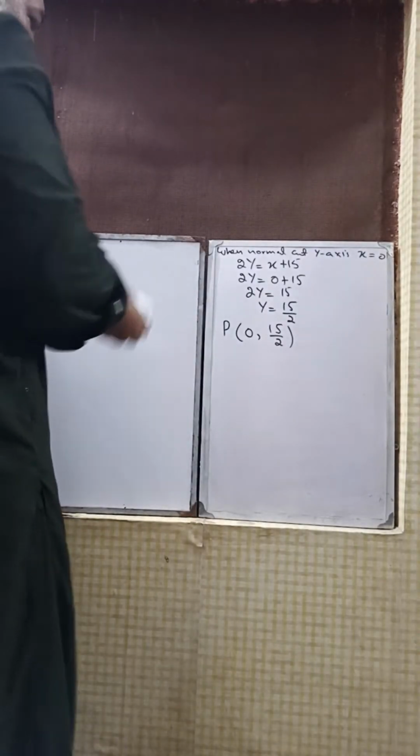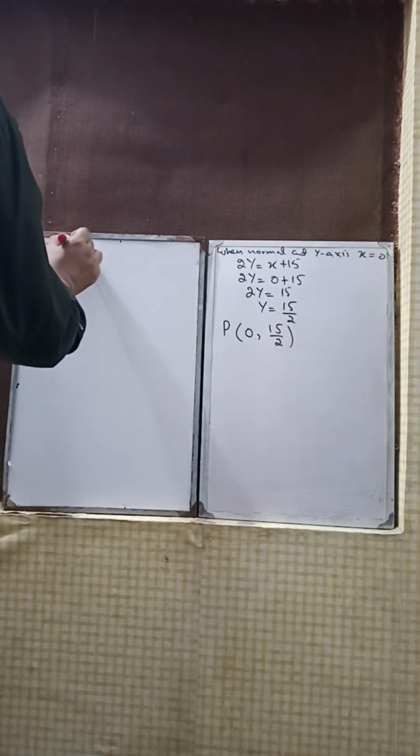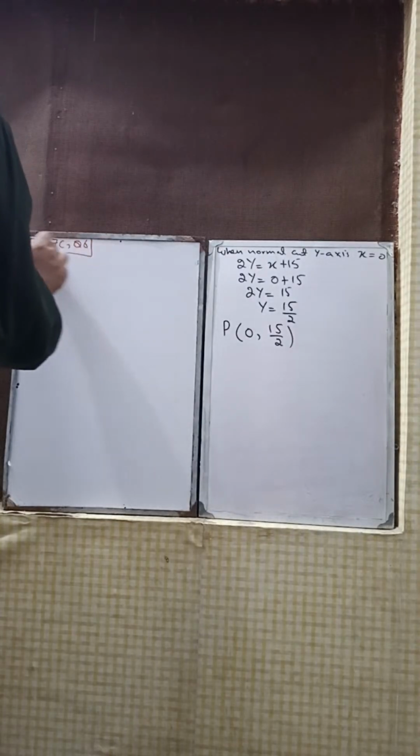Question number 6, we are going to attempt. This is exercise 7C, and it's question number 6. Okay, so the tangents to the curve y = 5 - 3x - x² at the points (-1, 7) and (-4, 1) meet at the point Q. Find the coordinates of Q.